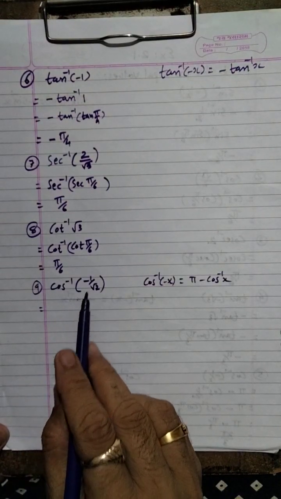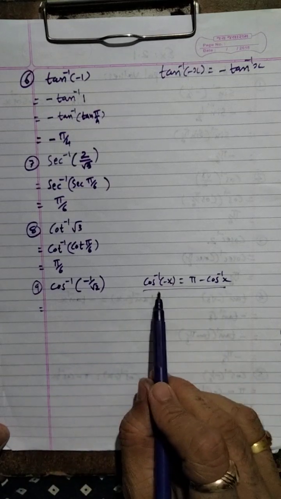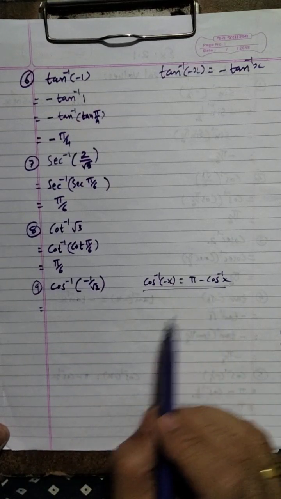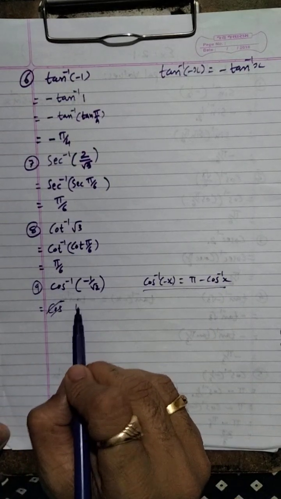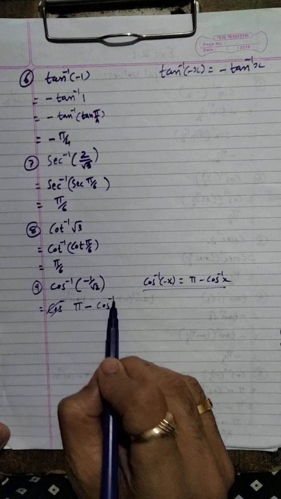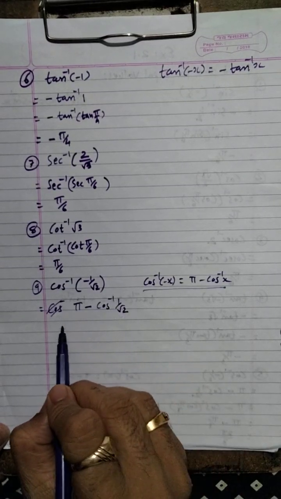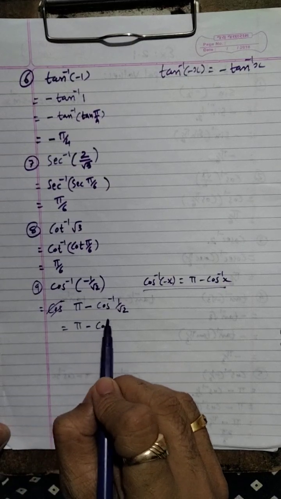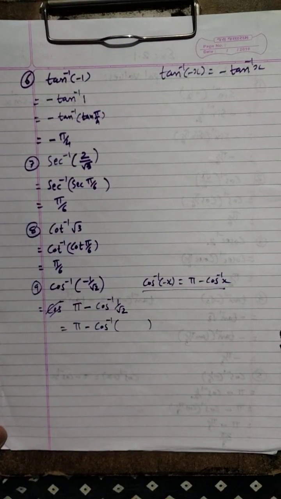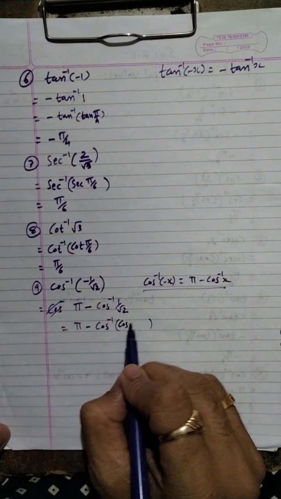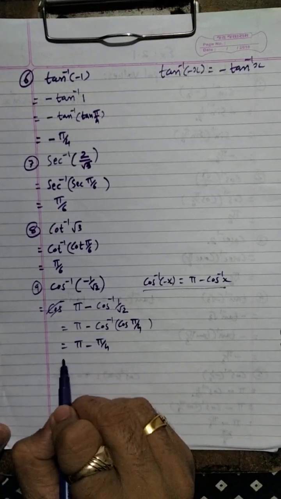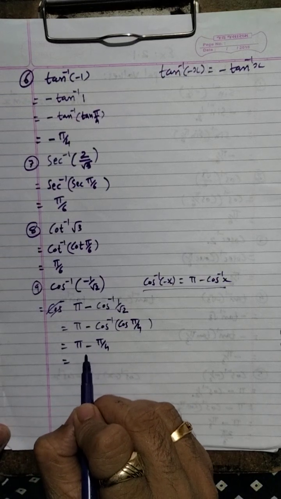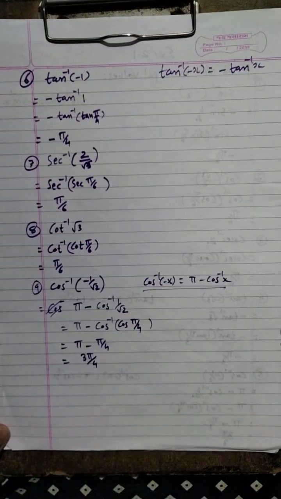Cos inverse minus 1 upon root 2. We know very well cos inverse minus x is equal to pi minus cos inverse x. So here it will become pi minus cos inverse 1 upon root 2. Pi minus cos inverse. Instead of 1 upon root 2, we have to think what we can write. So that is cos pi by 4. Pi minus pi by 4. 4 ones are 4 minus 1. 3 pi by 4.